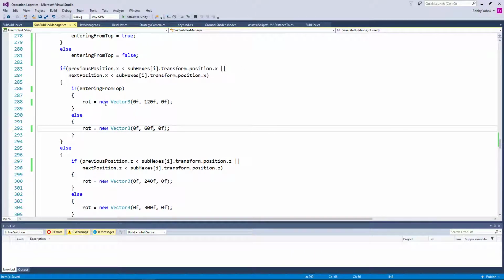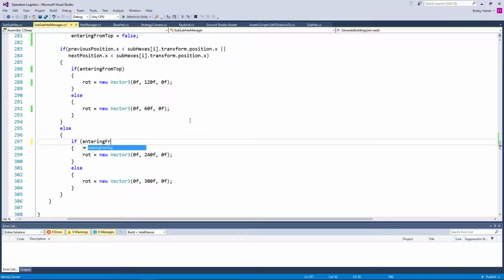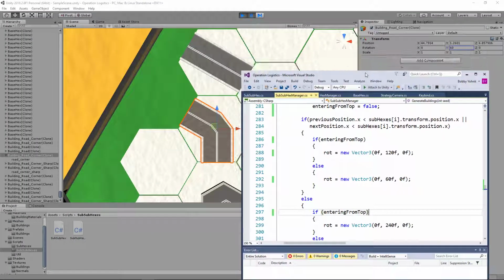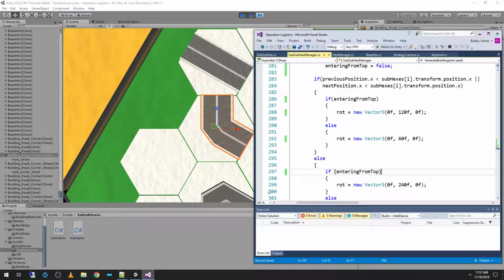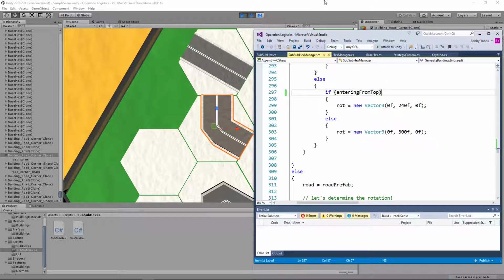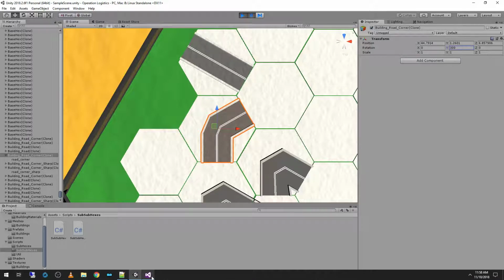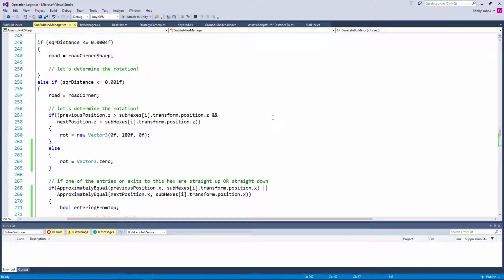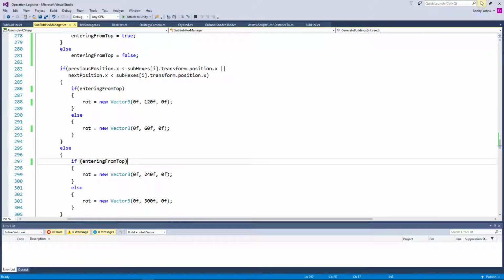So now we need to do it for the other side. And it's going to be the same thing here. So if entering from top, we know that we are at this point on this side. So we know that our rotation is supposed to be, if we're entering from the top, 240. So if entering from top, we're 240. Otherwise, we need to be 300. Is that correct? Yes, because we're entering from bottom. Okay. So there's that. I don't think we're done here, but there's that.